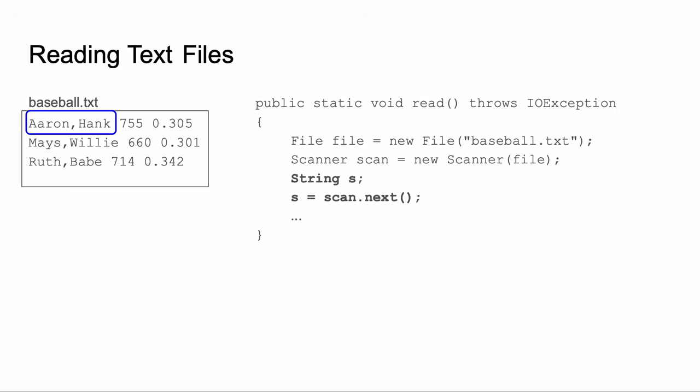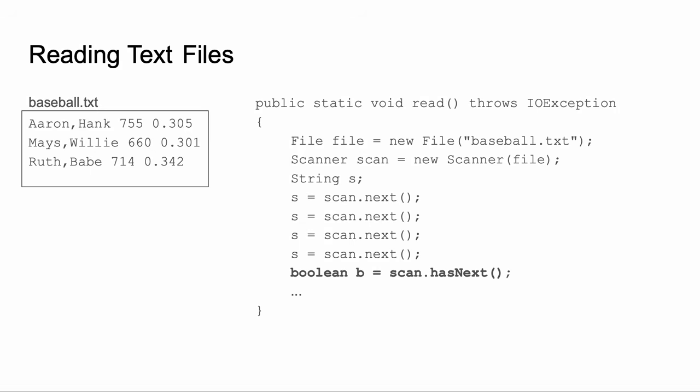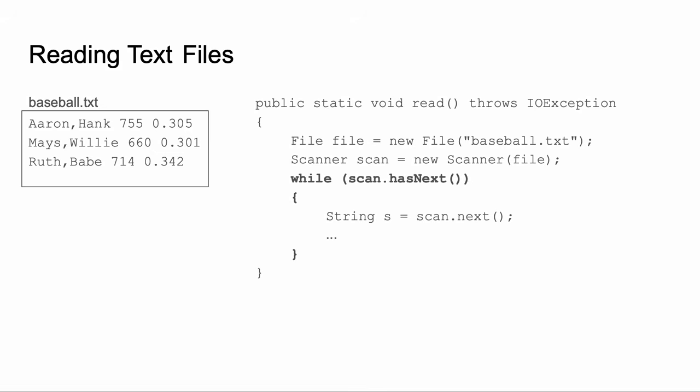The Scanner class's next method returns a chunk of text from the file, stopping when whitespace is reached. The first time next is called, the first chunk of the file is returned. The second time next is called, the second chunk is returned, and so on. The hasNext method returns true if there's more of the file left to read. It returns false when the end of the file is reached.